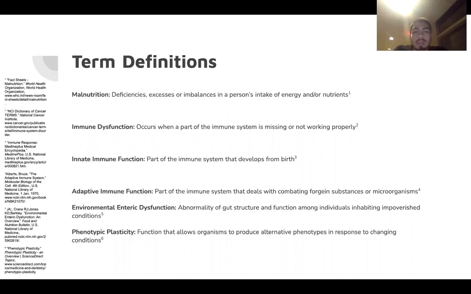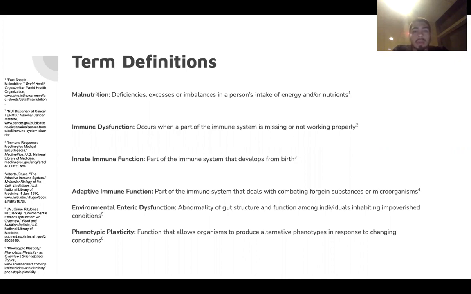Immune dysfunction is defined as an occurrence when a part of the immune system is missing or not working properly. Today we're going to be going over two subsections of the immune system, and then we're going to be looking at gut immunity as well. So we're going to be taking a look at that shortly. And then these are the two that we're going to be going over.